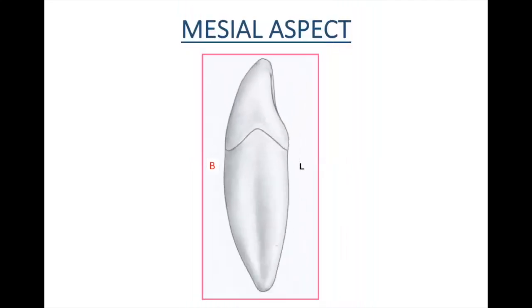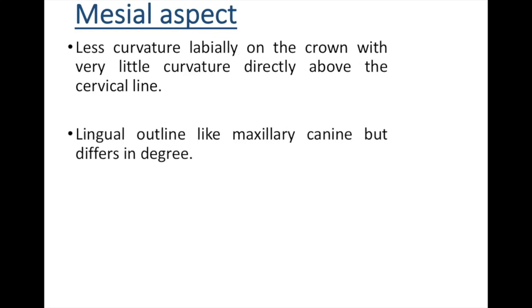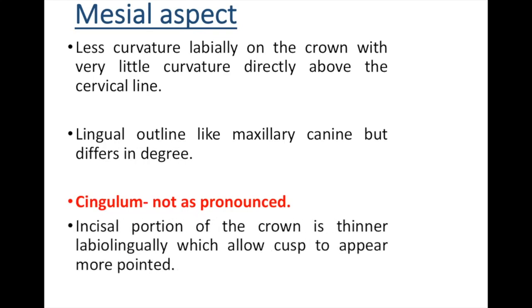Now the mesial aspect. From the mesial aspect, less curvature labially on the crown with very little curvature directly above the cervical line. Lingual outline is like maxillary canine but differs in degree. Cingulum is not as pronounced. Incisal portion of crown is thinner labiolingually, which allows cusp to appear more pointed. Cusp ridges appear more slender.